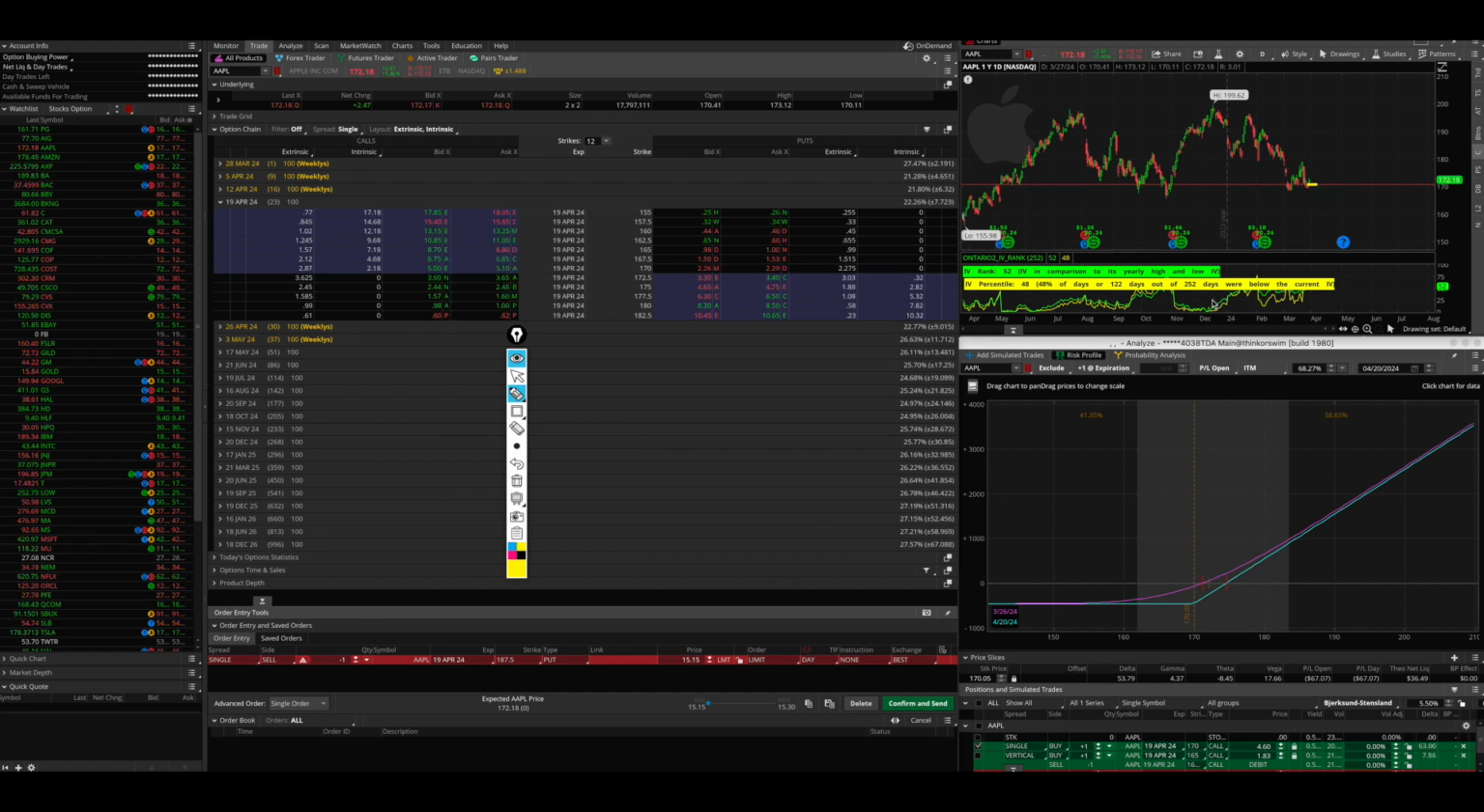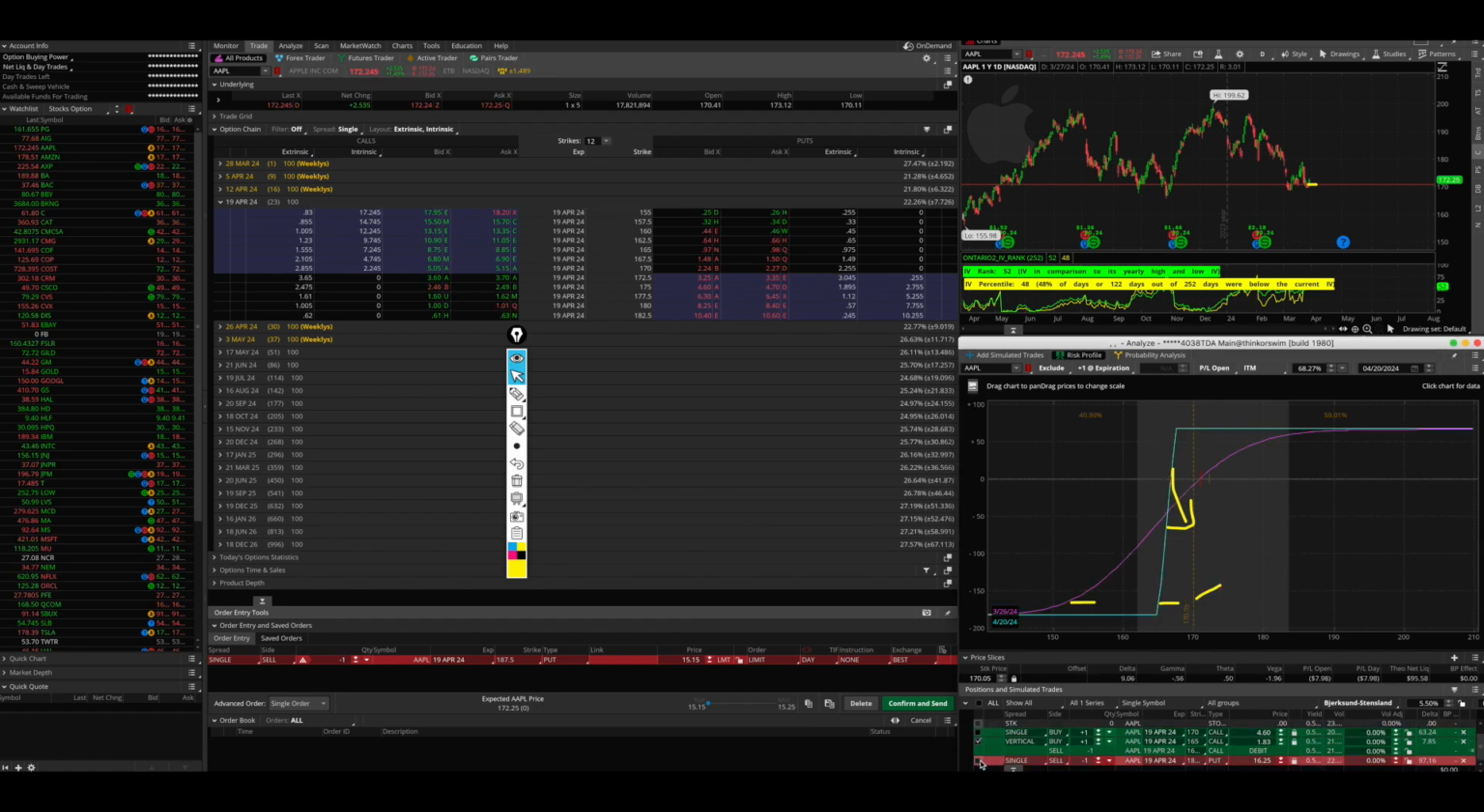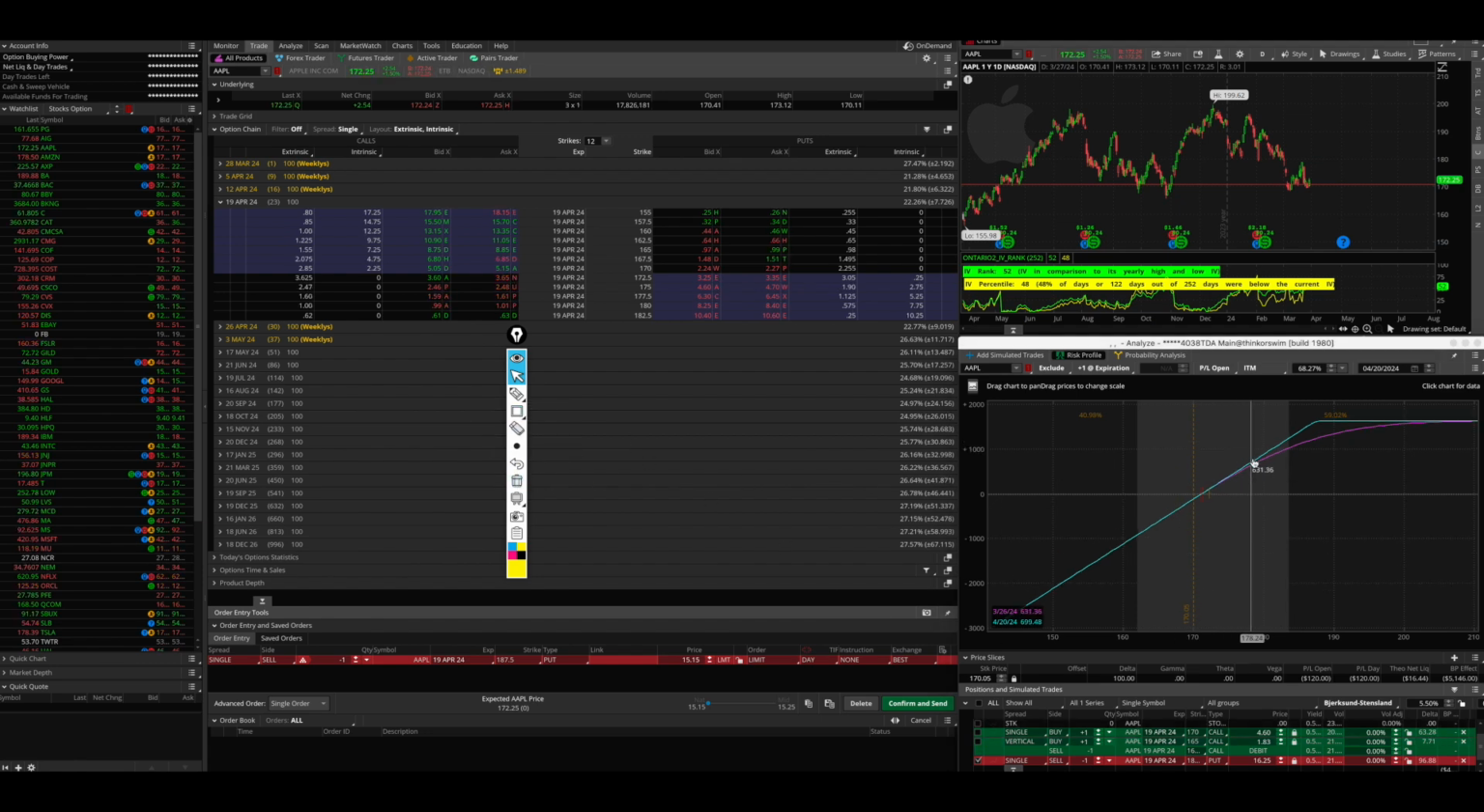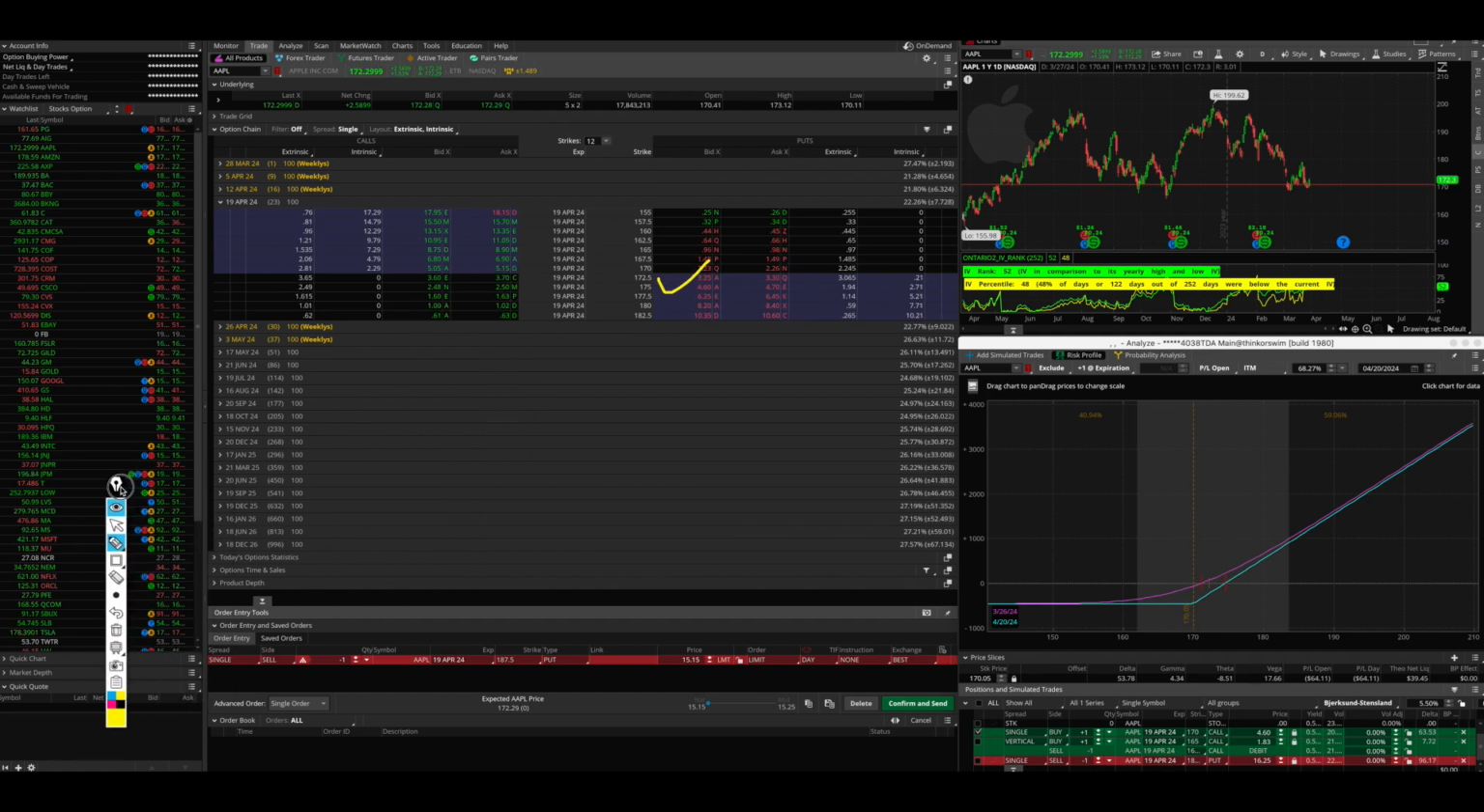Next, the profit and loss analysis window provides a comprehensive overview of the potential profitability of various option strategies under different market scenarios. Traders can simulate different trade setups and assess their risk-reward profiles, enabling them to optimize their strategies and manage risk effectively. By analyzing profit and loss graphs for different options positions, traders can make informed decisions about position sizing, strike selection, and expiration dates.